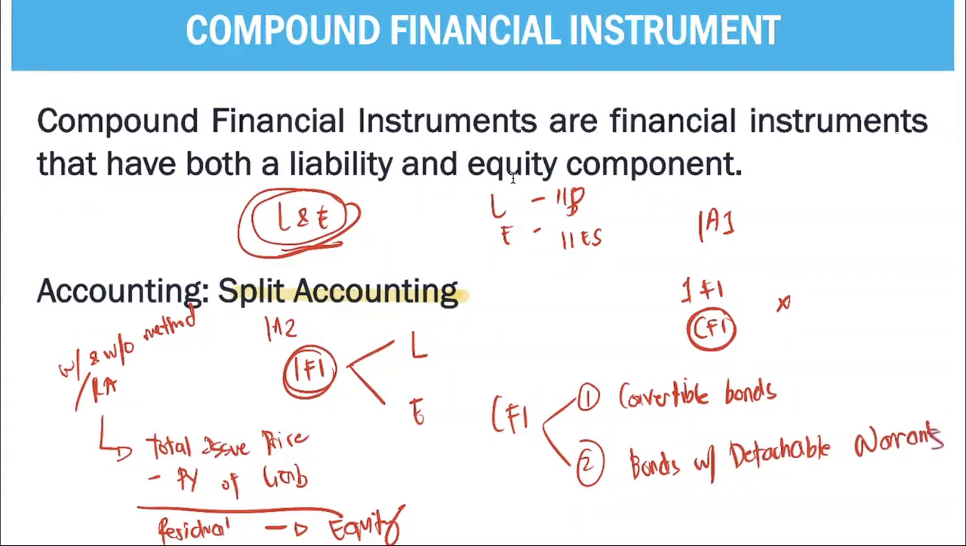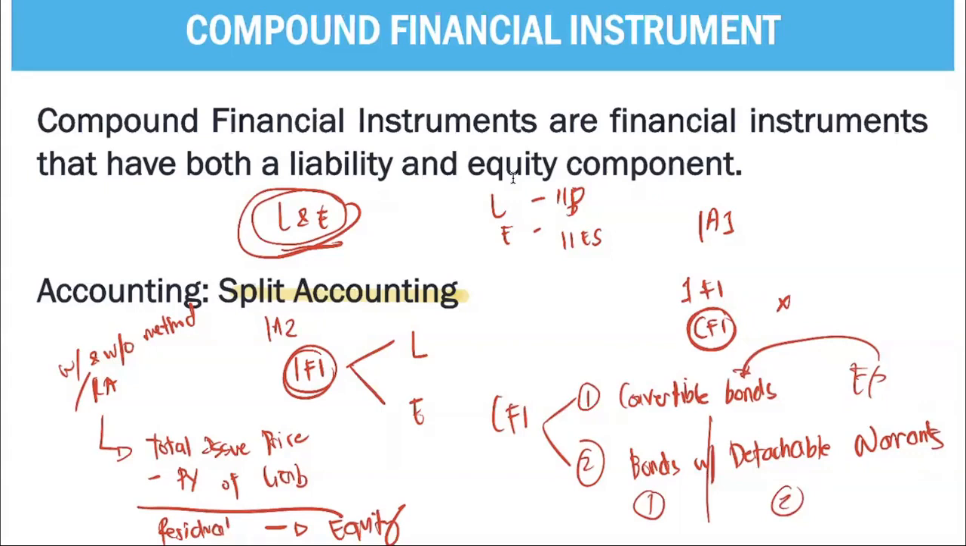Okay, so when you have bonds with detachable warrants, here you have two instruments really. You have bonds and you have detachable warrants, so they are separate from each other. While in your convertible bonds, the equity portion is embedded in the convertible bonds. In the second one, the detachable warrants are not embedded in the bonds.